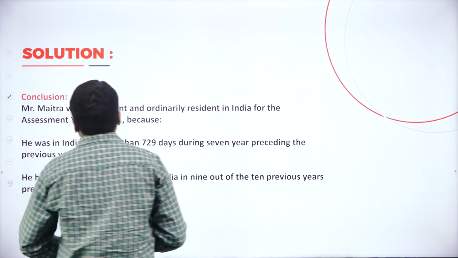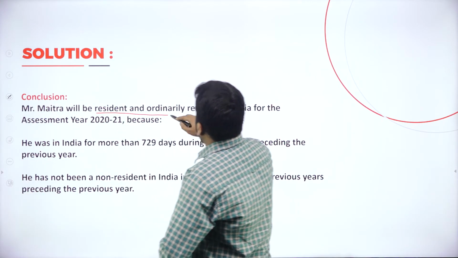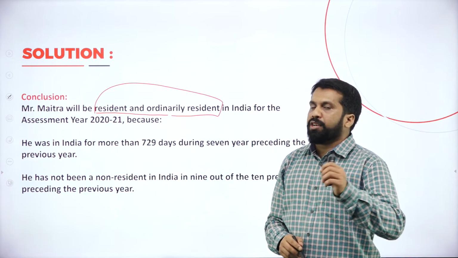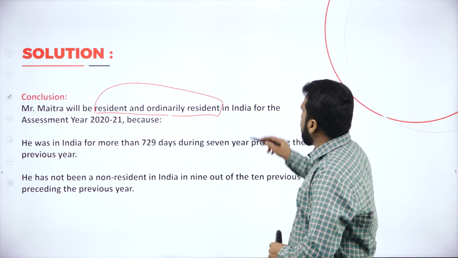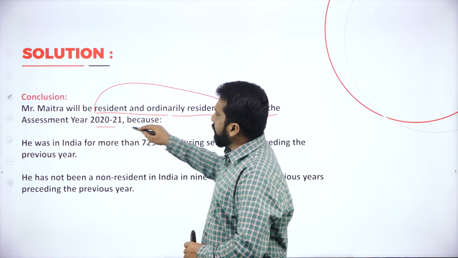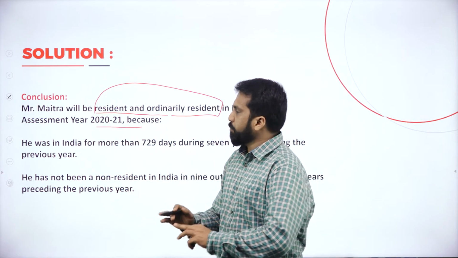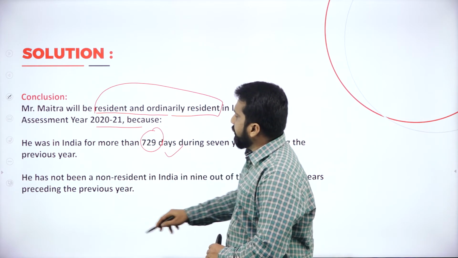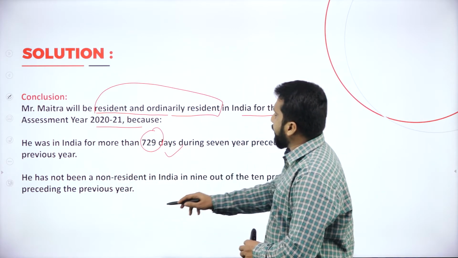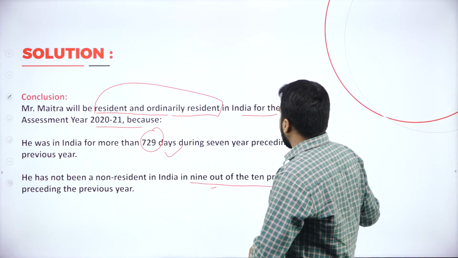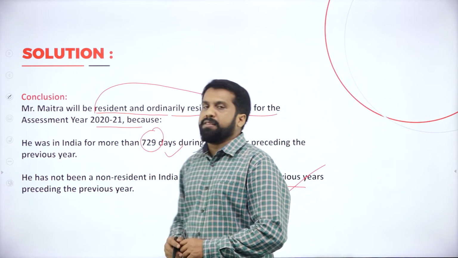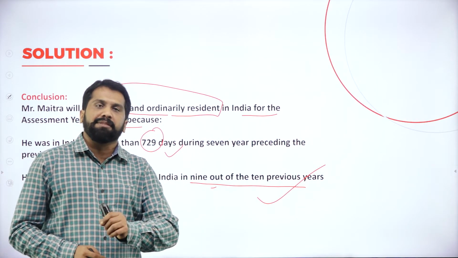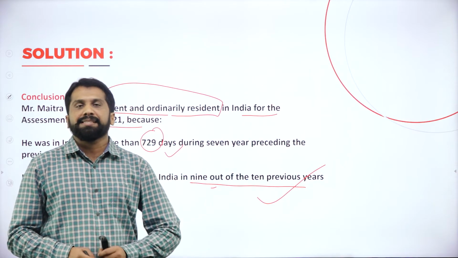Now, in this, Maitra will be resident and ordinarily resident because they fulfilled the basic condition as well as the additional condition in India for the assessment year 20 and 21, because he was in India for more than 279 days. Yes. He has not been a non-resident in India in 9 out of 10 years. Yes. So everything is fulfilled. So he is called a resident as well as ordinarily resident.